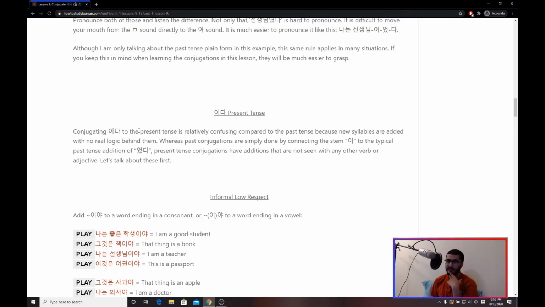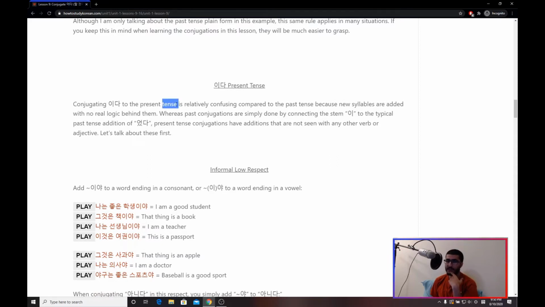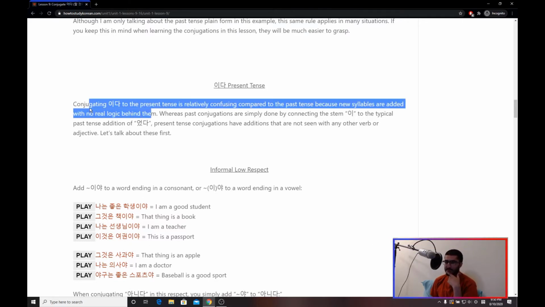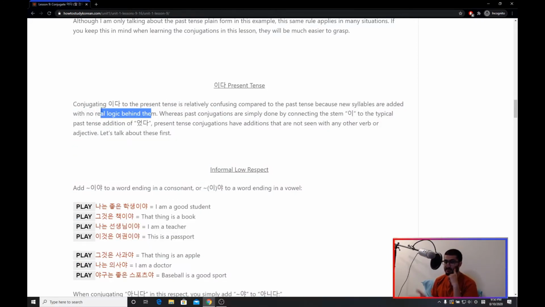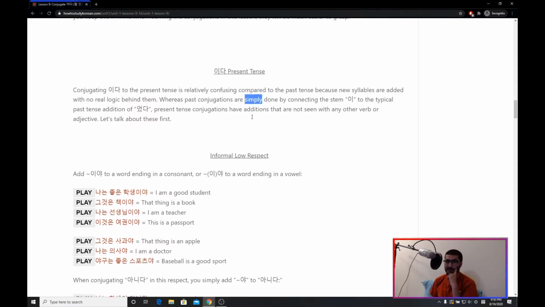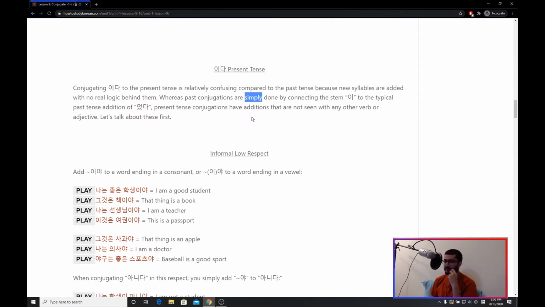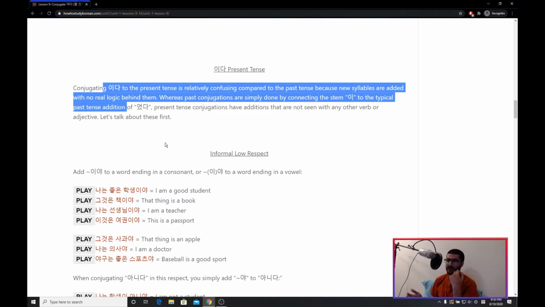Alright, ida in the present tense. Conjugating ida is a bit confusing compared to the past tense because new syllables are added without any logic to them. This is one thing I also find trouble explaining to students: there's no real logic behind it, but it just is. A lot of times I just tell them, yeah, it just happens just because. And ida is one of the harder ones to think of a reason for because it just goes to 이어 or 이아, and I can't even make up something for that.